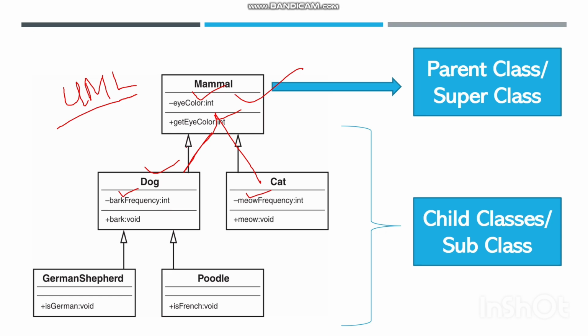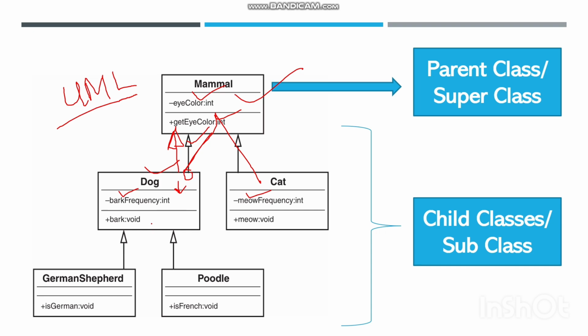In the UML diagram, you can see that there's a certain pattern. The arrow points to the parent class. Where the arrow head is, it shows that it is the parent class, and where the tail of the arrow is, it shows that it is the child class or subclass. So here is the arrowhead and mammal is the parent class, and here is the tail of the arrow and it is the subclass.